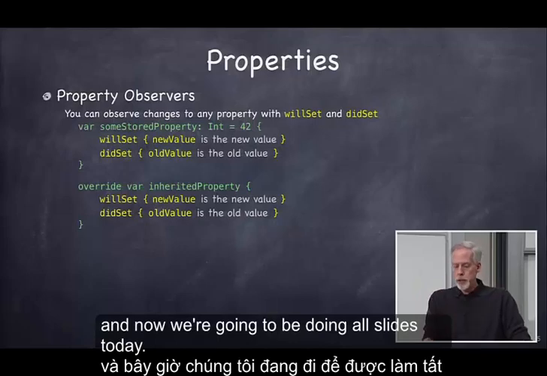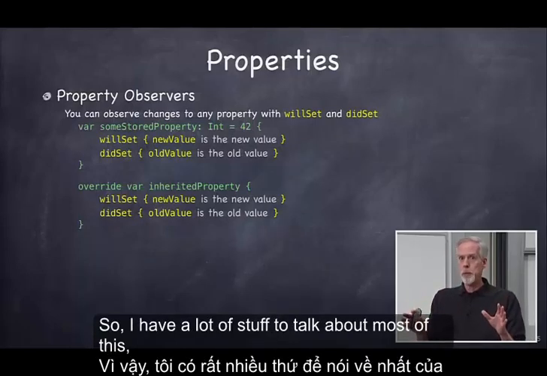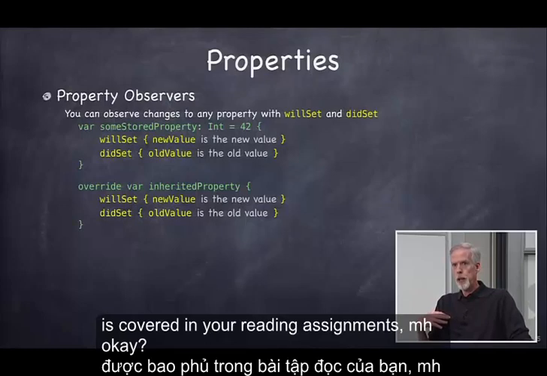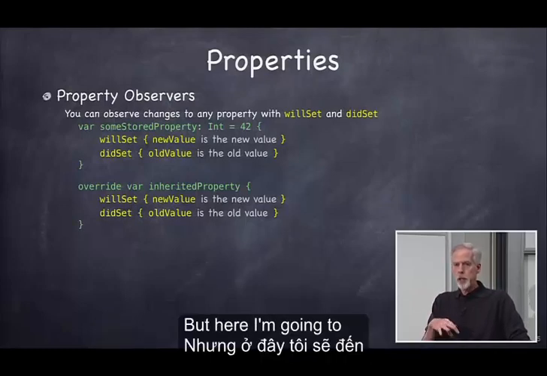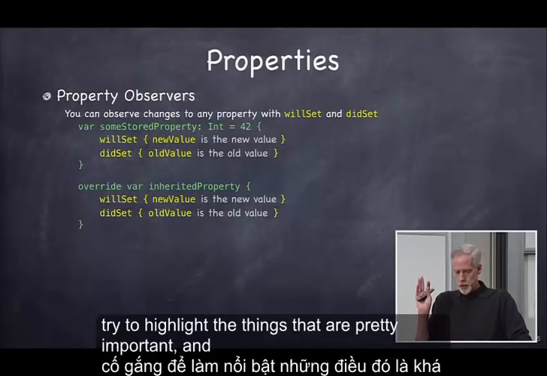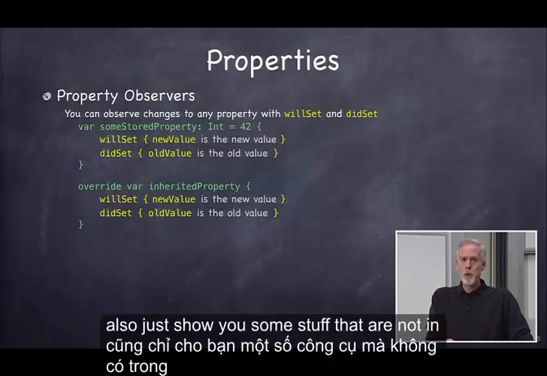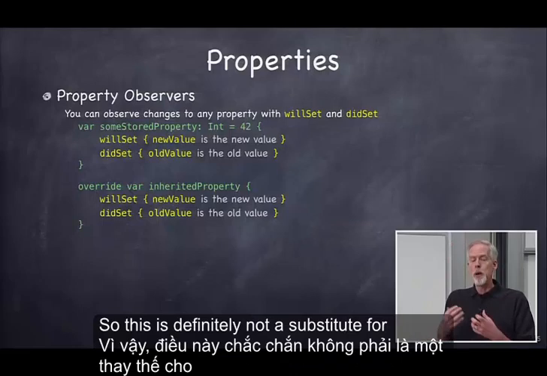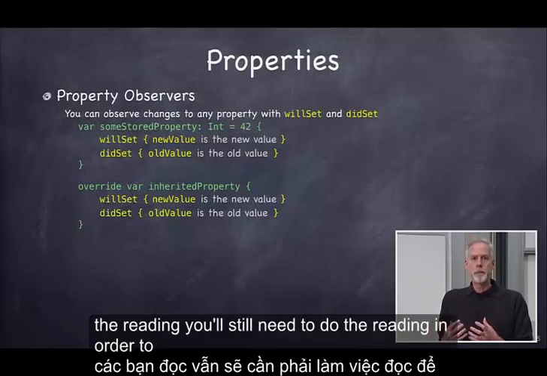And inside the willSet, you've got this special variable called newValue, which is going to be the new value that's going to be set. And then inside didSet, you've got this special thing called oldValue, which is the old value. Okay? Now, you use this in really kind of two cases. One is you have a stored property in your class, and whenever someone sets it, you want to notice and do something, okay?